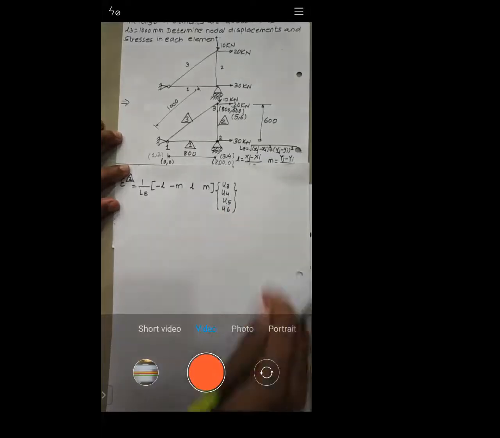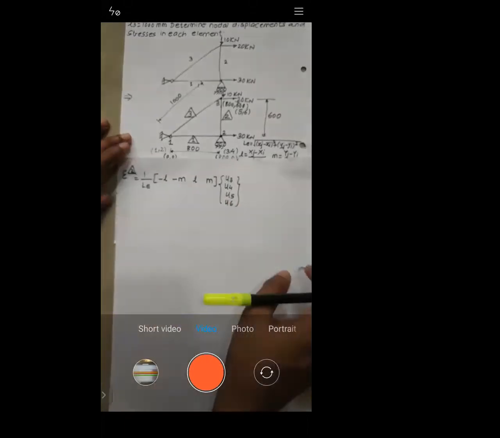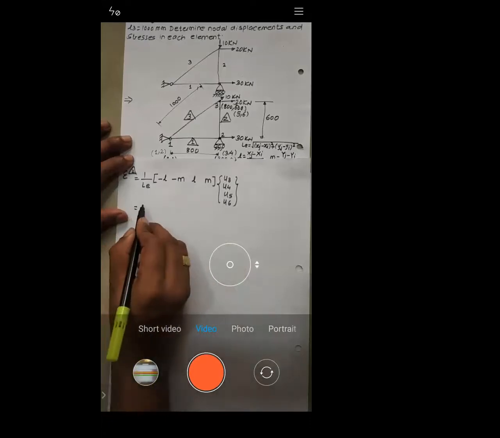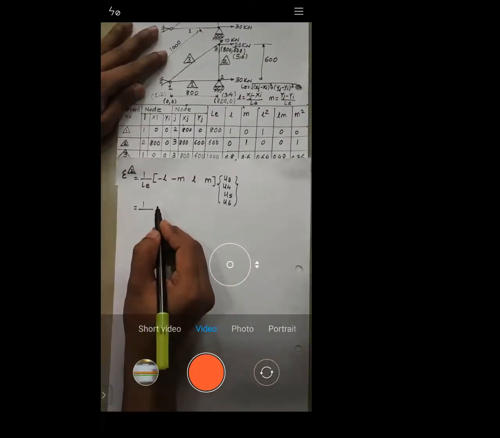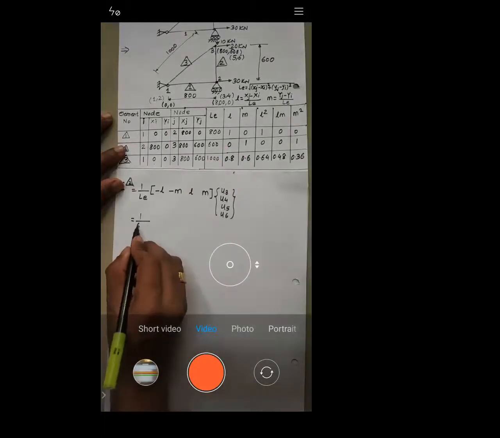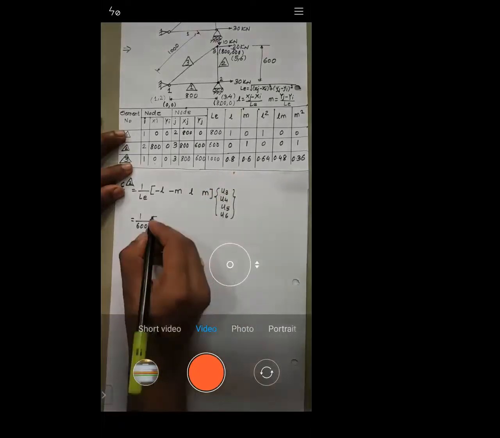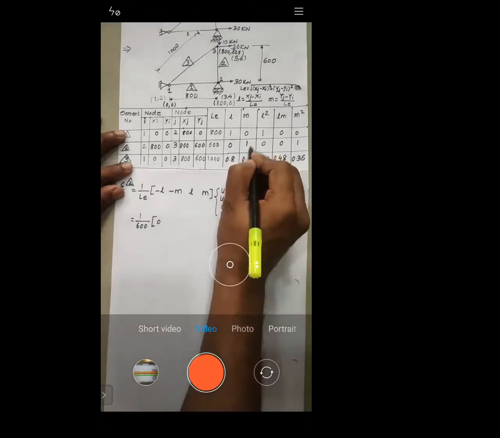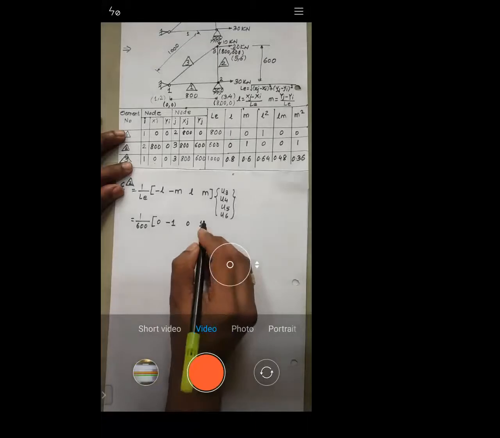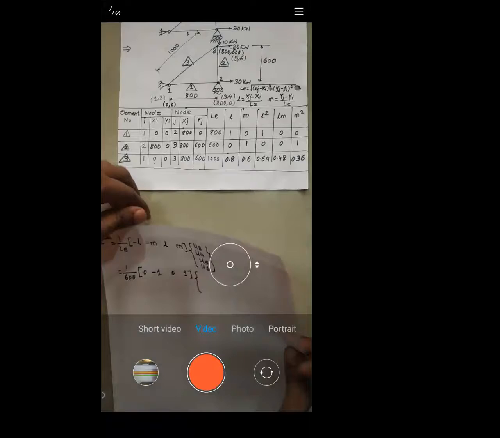Is it okay? Yes or no? Let me know. Now, just see. For element number 2, what is the length of the element? It's 600, right? 600 into minus L. L is 0, so minus L is obviously 0. Minus M: M is 1, so minus M is minus 1. Then L is 0, and here it is 1, into U3.